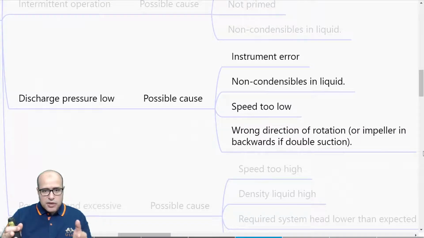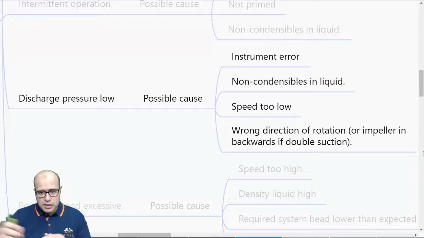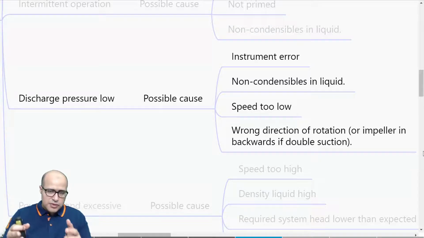Maybe the pump is giving low pressure on the discharge, and maybe again this could be an instrument error. We have to check the instrument. Maybe again we have some non-condensables in the liquid. Maybe if this pump is working with a variable speed drive, the speed is too low, so we have to check the control of the variable speed drive. Maybe the impeller itself is installed in the wrong direction, so we have to check that it is in the right direction, or maybe it is installed backward, especially for a double suction pump.